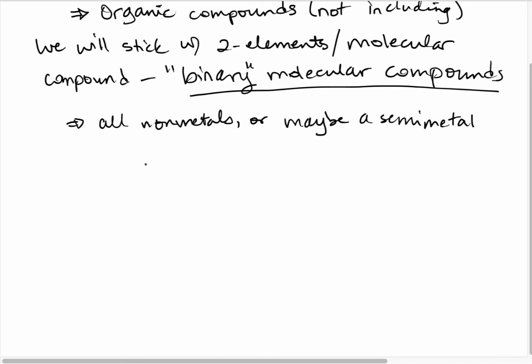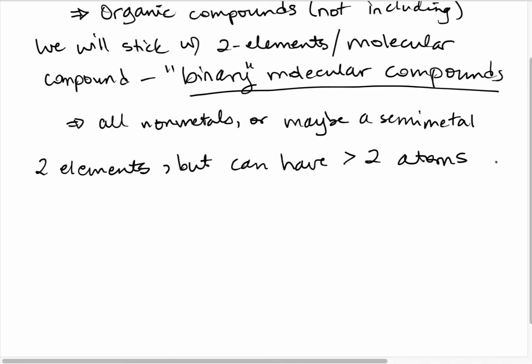So one thing that I do want to clarify is that when we talk about these binary molecular compounds, there's going to be 2 elements as a maximum, and it's by definition going to have 2, but we can have more than 2 atoms in a compound. So you can have more than one of each of your 2 elements. So let's look at a couple of examples.